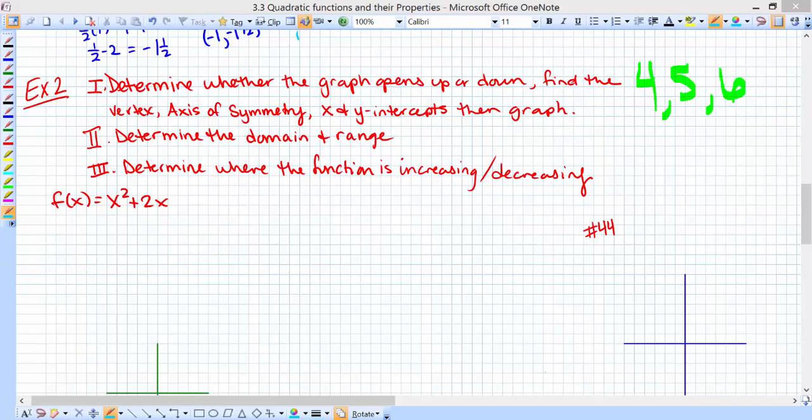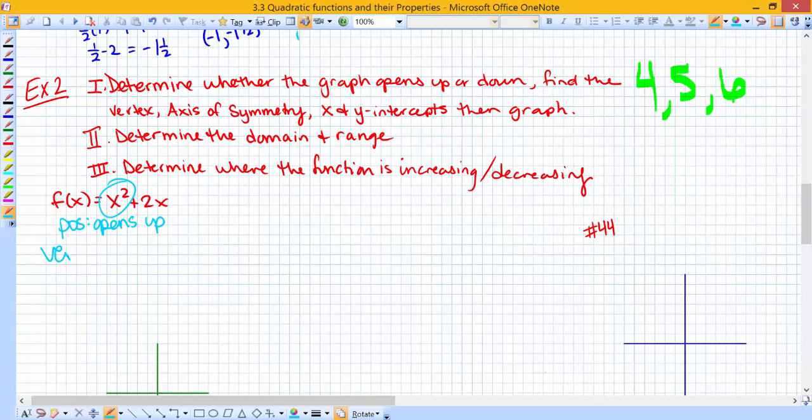So to determine whether a graph opens up or down, you are looking at the front value, your a, which will tell you if it's up or down. If it's positive, it opens up. If it's negative, it is going to open down. Since this is positive, it's going to open up. Then it says we need to find the vertex.